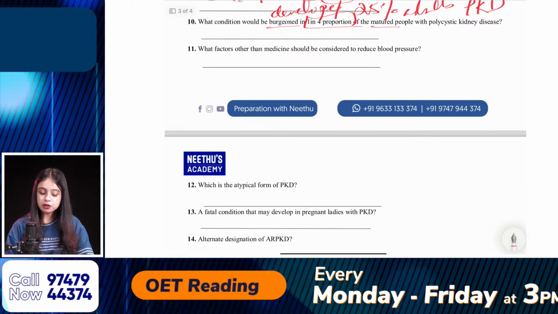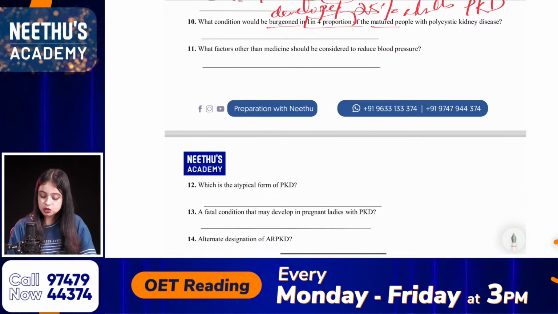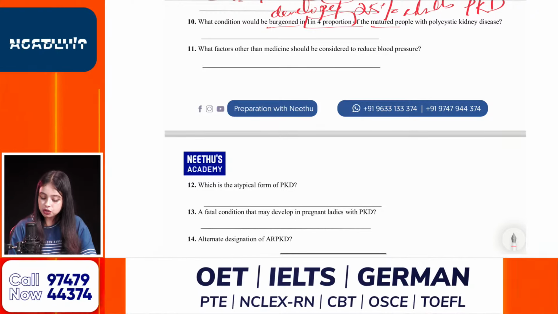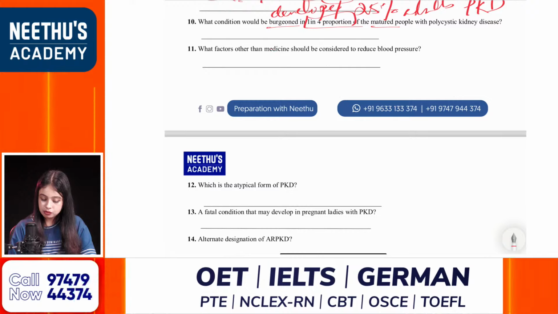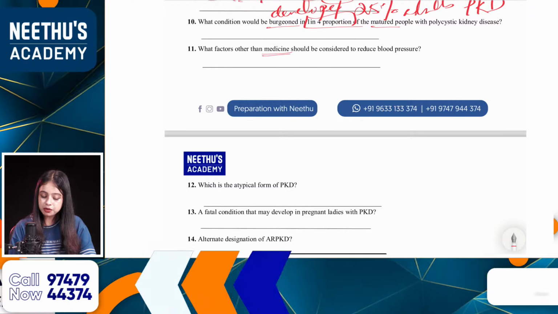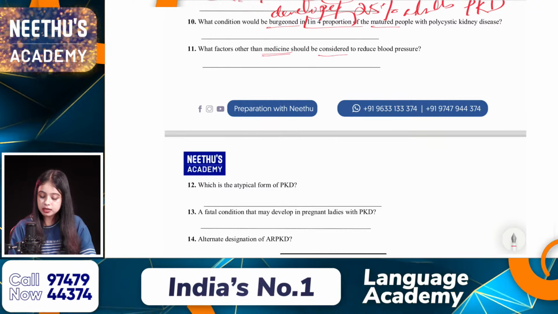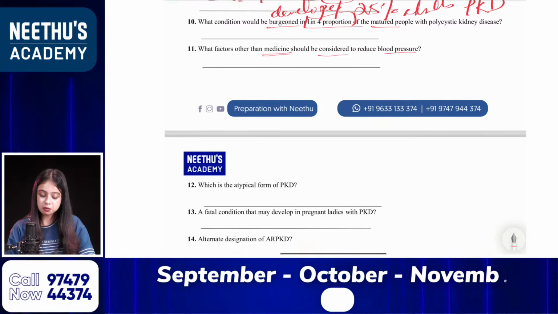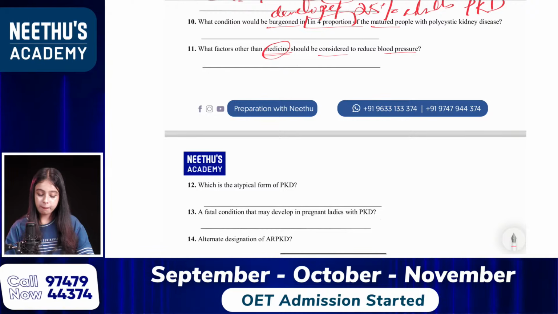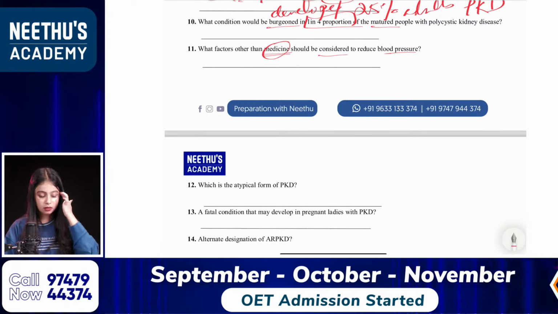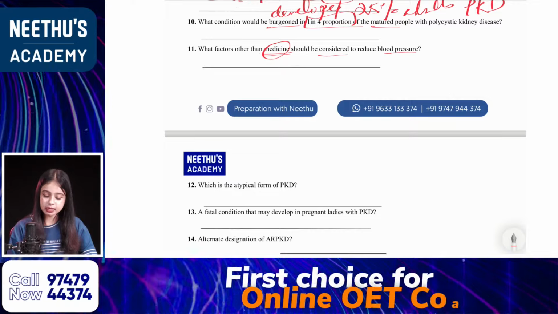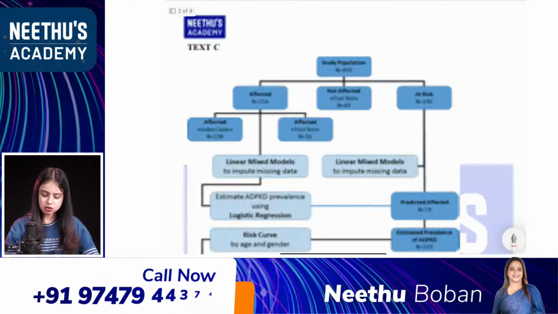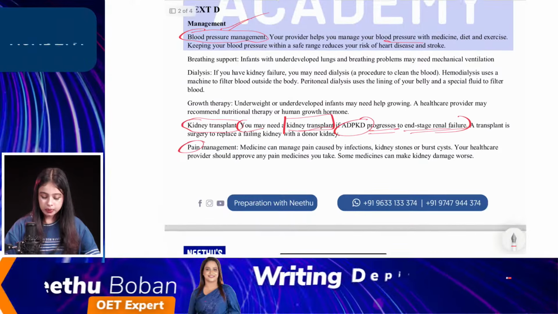And the 11th one, what factors other than medicine should be considered to reduce blood pressure? One factor is already given, medicine. So other than medicine, what else can be done? Very good, Reba. It is diet and exercise, right? So where is it mentioned? Diet and exercise management. So that means from text D.